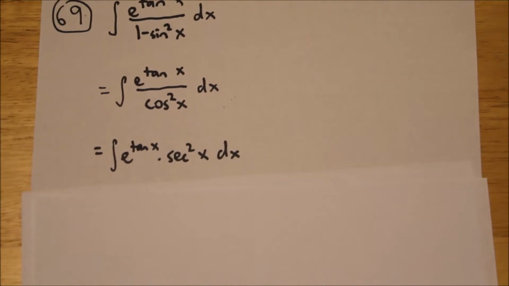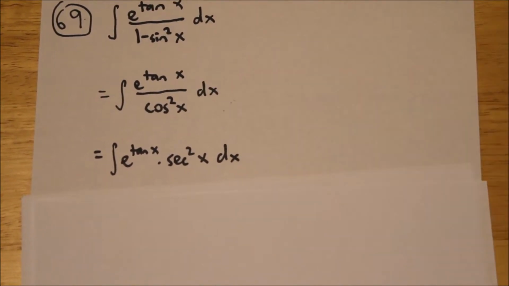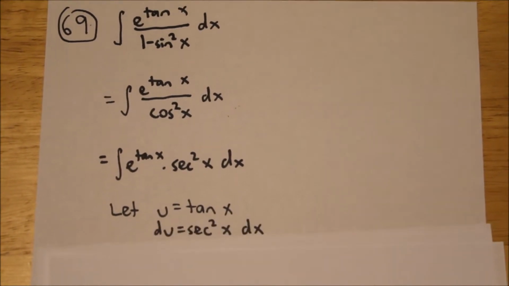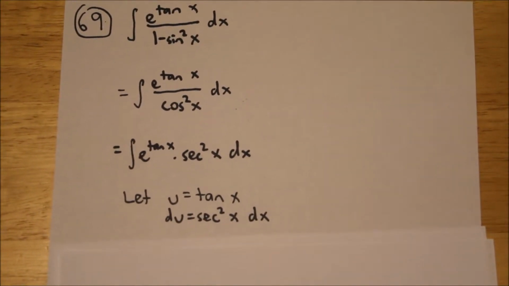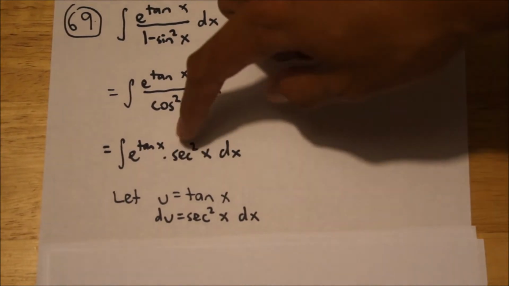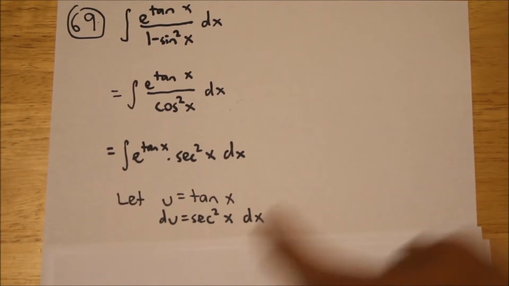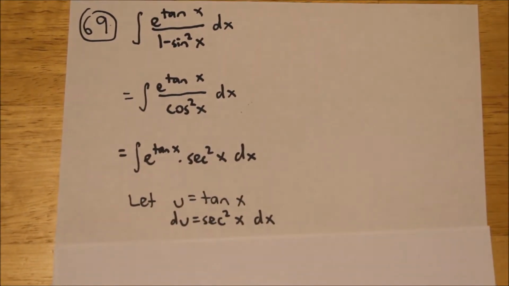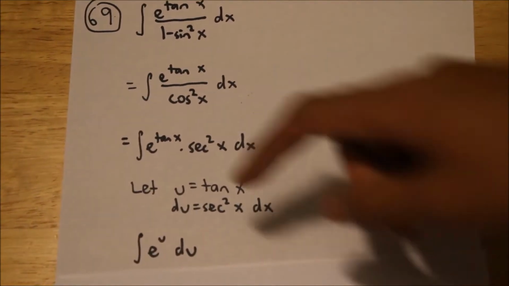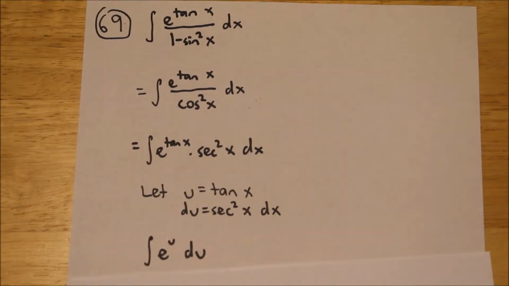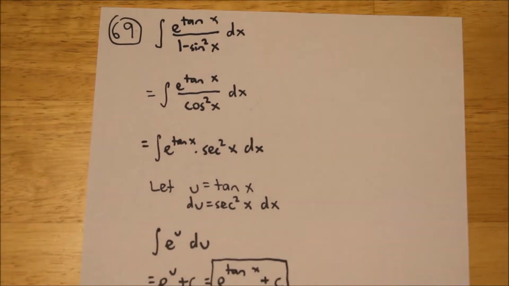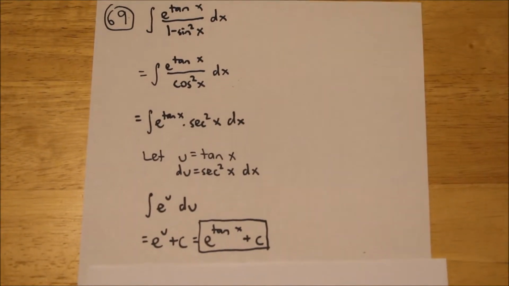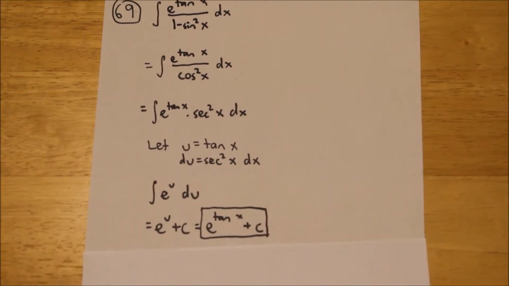Now we can do our substitution. We know that the derivative of tangent x is secant squared x, so we let u equal tangent x and du equals secant squared x dx. So then we can replace the secant squared x dx with just du, and replace the tangent x in the e to the x with u. So then our integral becomes e to the u du, and we know that that's just e to the u plus c. And if you substitute u equals tangent x back in, then you get the integral as e to the tangent x plus c.